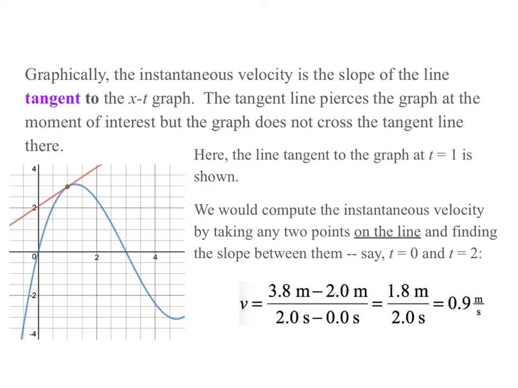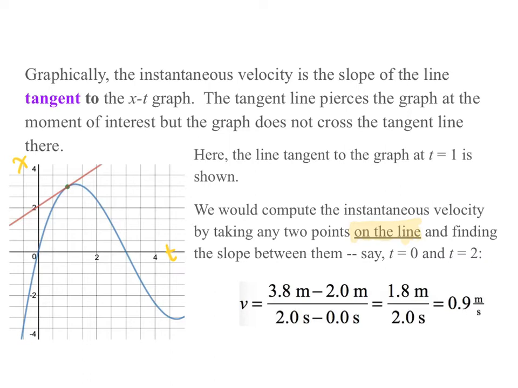The tangent line pierces the graph at the moment of interest, but the graph does not cross the tangent line there. In this graph, for instance, the tangent line is drawn at t equals 1. I should be very explicit, and I thought I fixed this, but I didn't, that this is a position time graph. And what we have here, the line tangent to the graph at t equals 1 second is shown. We would compute the instantaneous velocity by taking any 2 points on the tangent line. Not on the curve itself, but now on the line, and we would then find the slope between them.